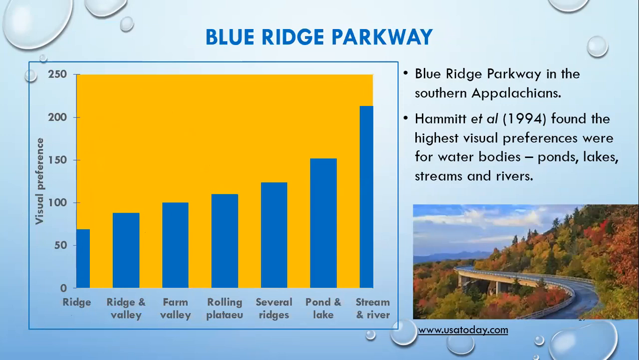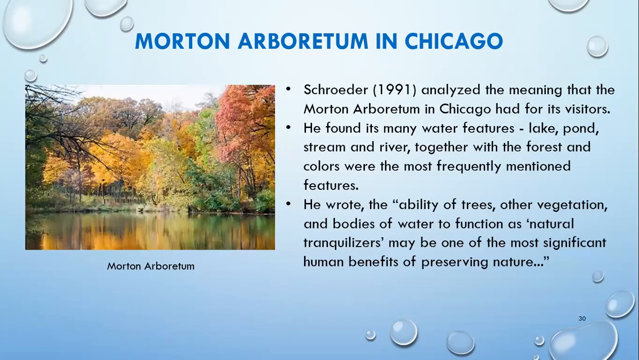The Blue Ridge Parkway is probably familiar to many of you, in the Southern Appalachians, and it was found in 1994 that the highest visual preferences along that road were for the ponds, the water bodies, the lakes, the streams and rivers, as shown on this graph. In Chicago, Schroeder looked at the meaning the Morton Arboretum had for its visitors and found that many of its water features, together with the forest and the colours, were the most frequently mentioned features. And he wrote that the ability of trees, other vegetation and bodies of water to function as natural tranquilizers may be one of the most significant human benefits of preserving nature, which I think is a very useful quote.